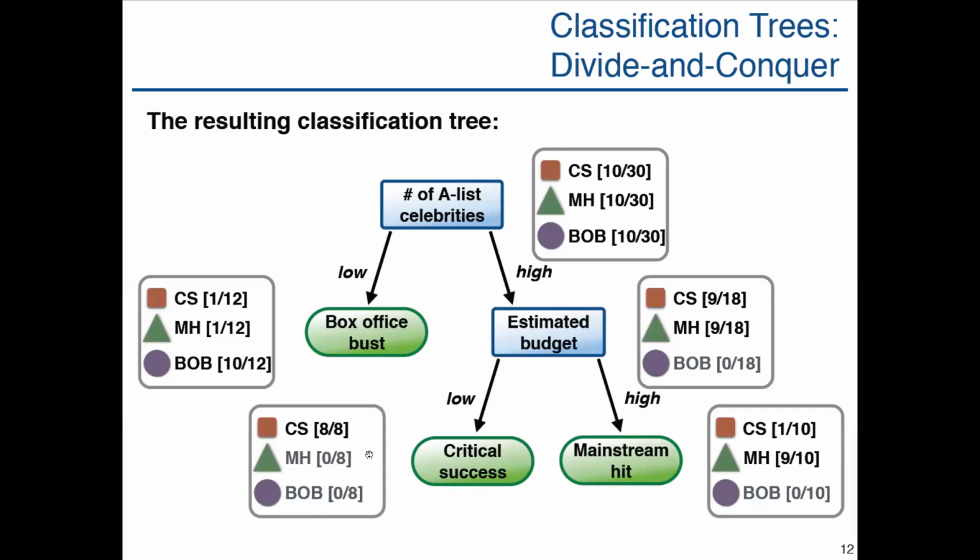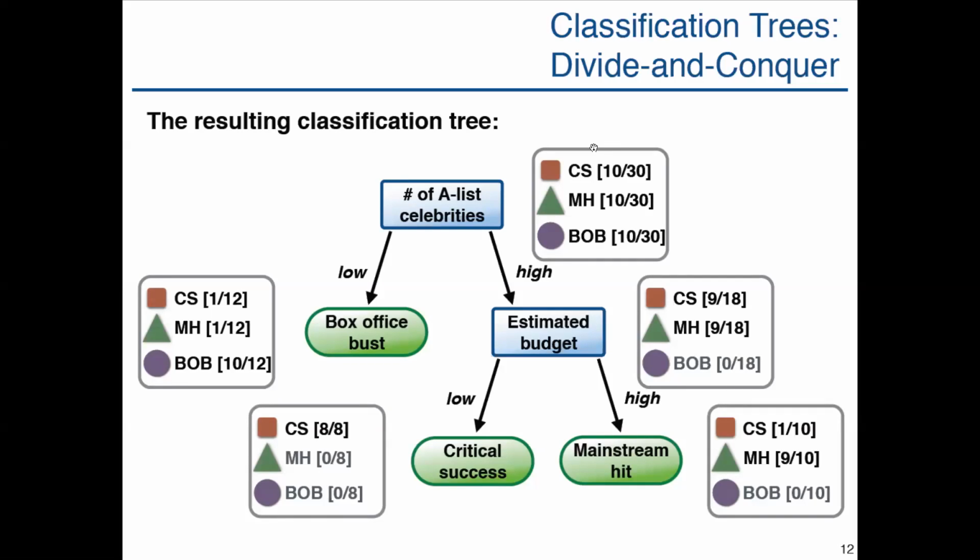So purity means you have all the samples from the same category, right? If you have all the samples from the same category, that means this node is the most pure, okay? Because here you cannot get any better than this. This is the best accuracy you can get. So this means the node has the highest purity.